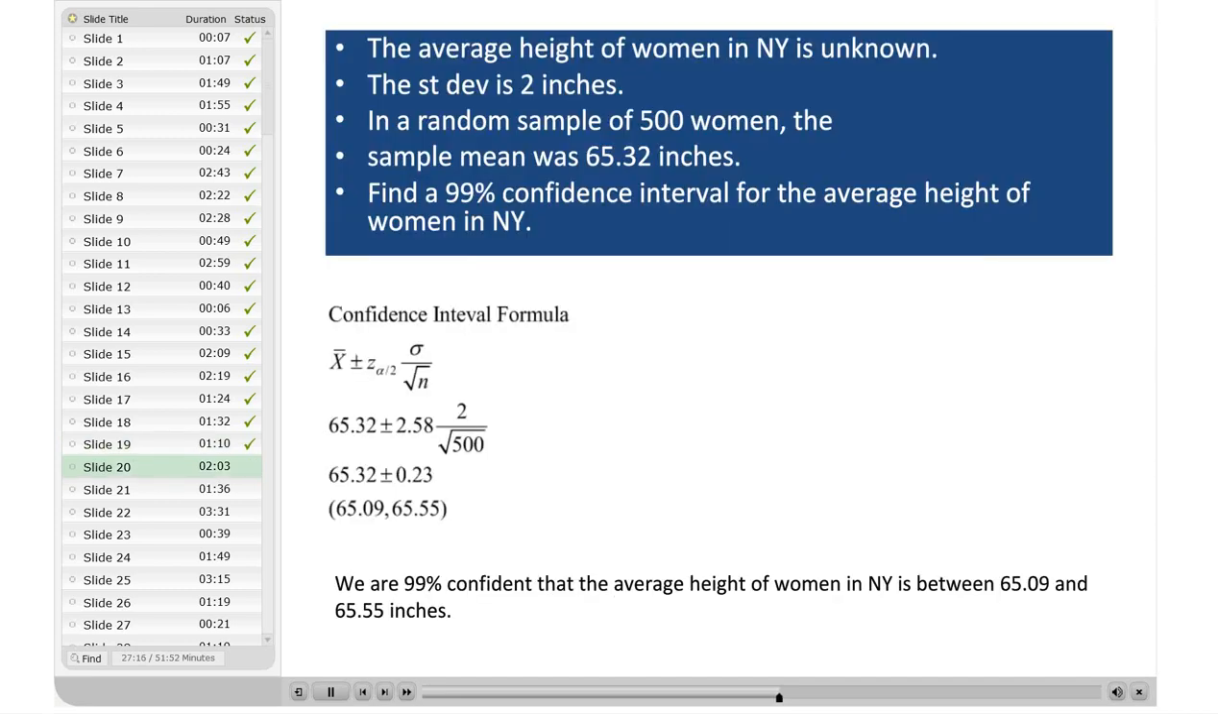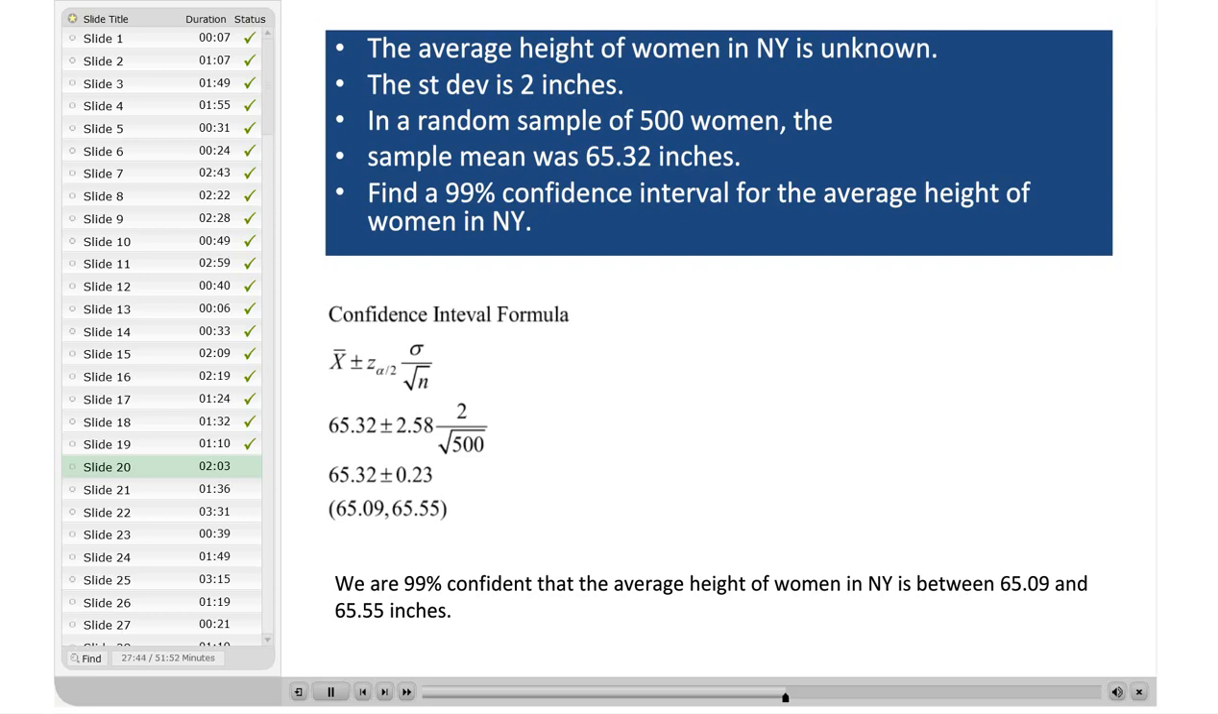All right, this slide provides us with a completely new example of calculating a confidence interval. So let's say that the average height of women in New York is unknown, but it is known that the standard deviation is 2 inches. Let's go ahead and take a random sample of 500 women, and let's say the sample mean within that sample is 65.32 inches. The problem says find a 99% confidence interval for the average height of women in New York.